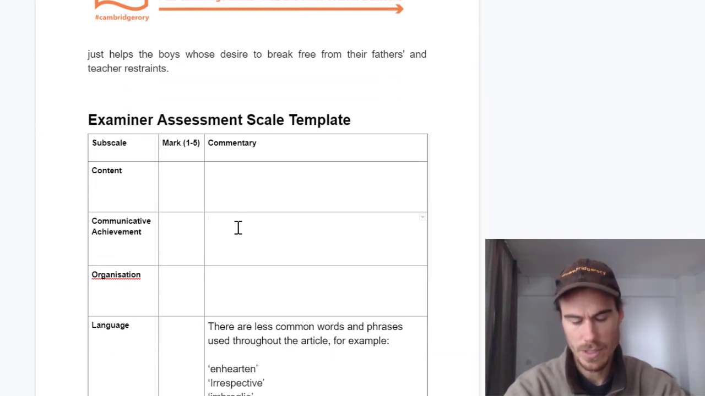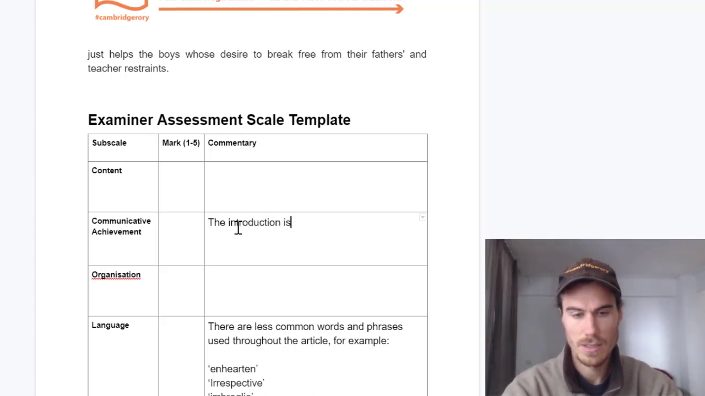So this is a bit confusing, this sentence, which breaks the communicative achievement. The introduction is fine.